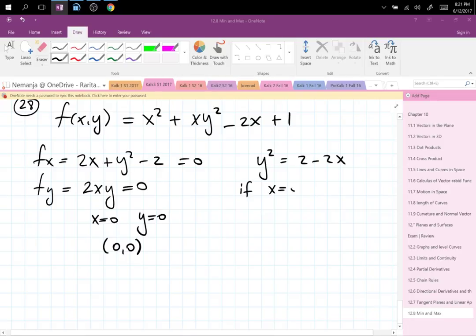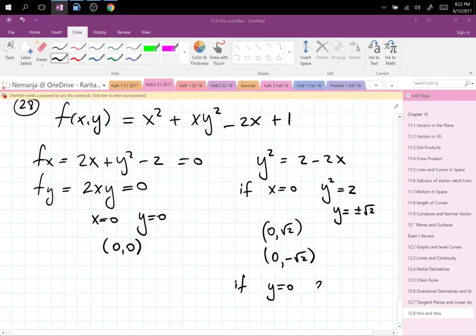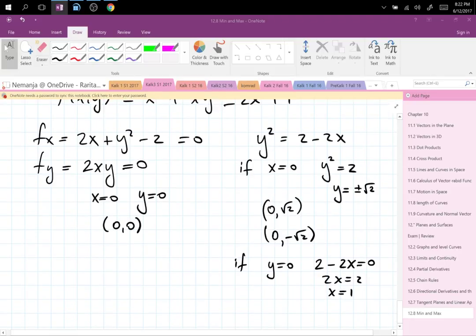If x is equal to 0, we have y squared equal to 2, from where y is equal to plus or minus root 2. So that gives us 0, root 2 and 0, negative root 2. And if y equals 0, then you have 2 minus 2x equal to 0, from where 2x equals 2 and x is equal to 1, which gives us the 1, 0 point. So as you can see, we have 4 points to consider in this case.